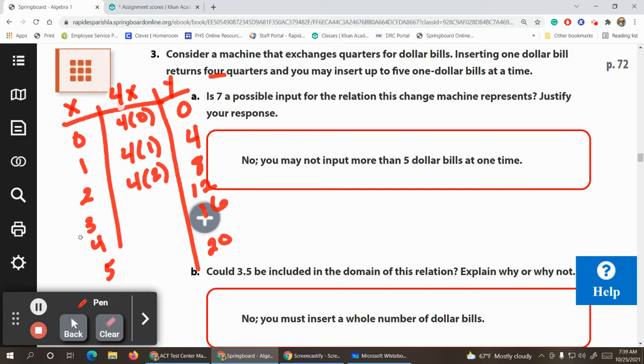No, because it can only be a whole number of dollars. You only have dollar bills. You can't have a half dollar, right? If you rip that dollar bill in half, not only do you not have half a dollar, you broke a federal law. Okay, so yeah, you can't destroy money. It's illegal.